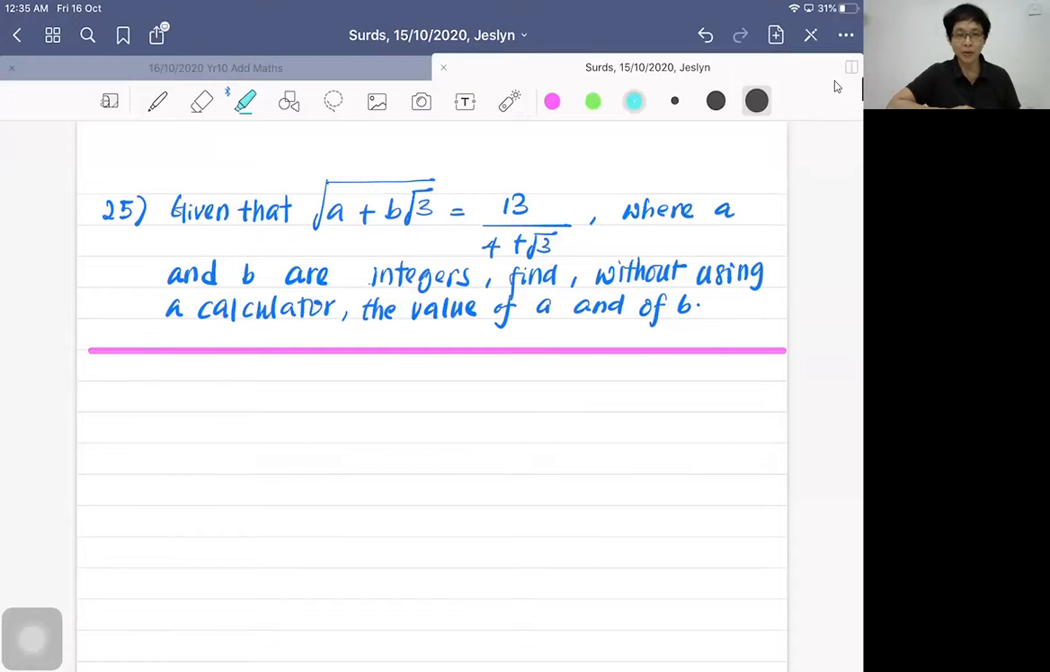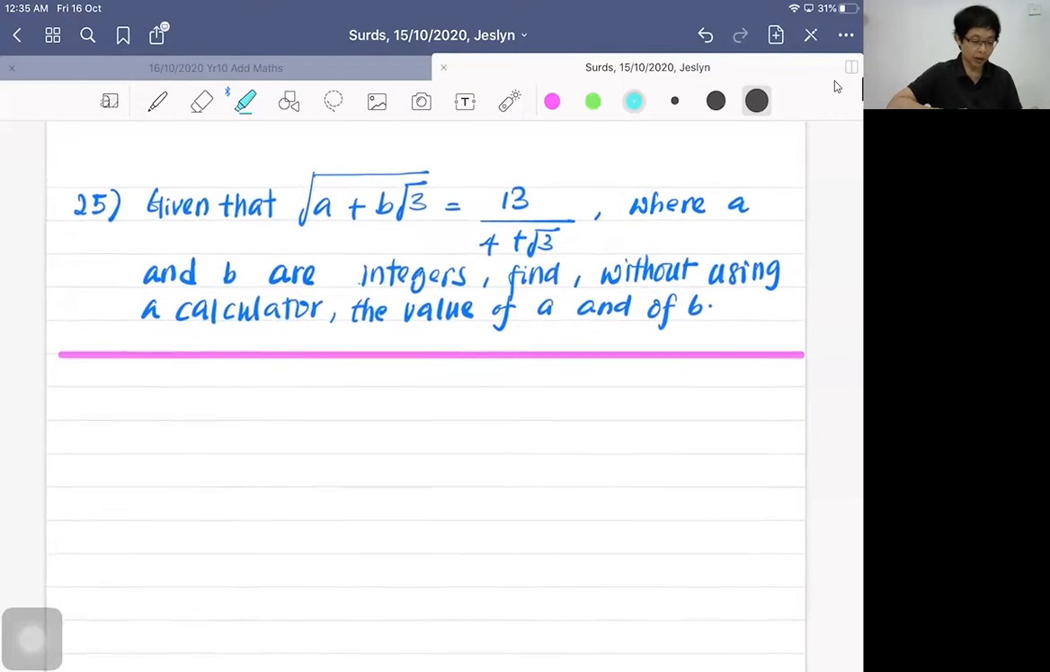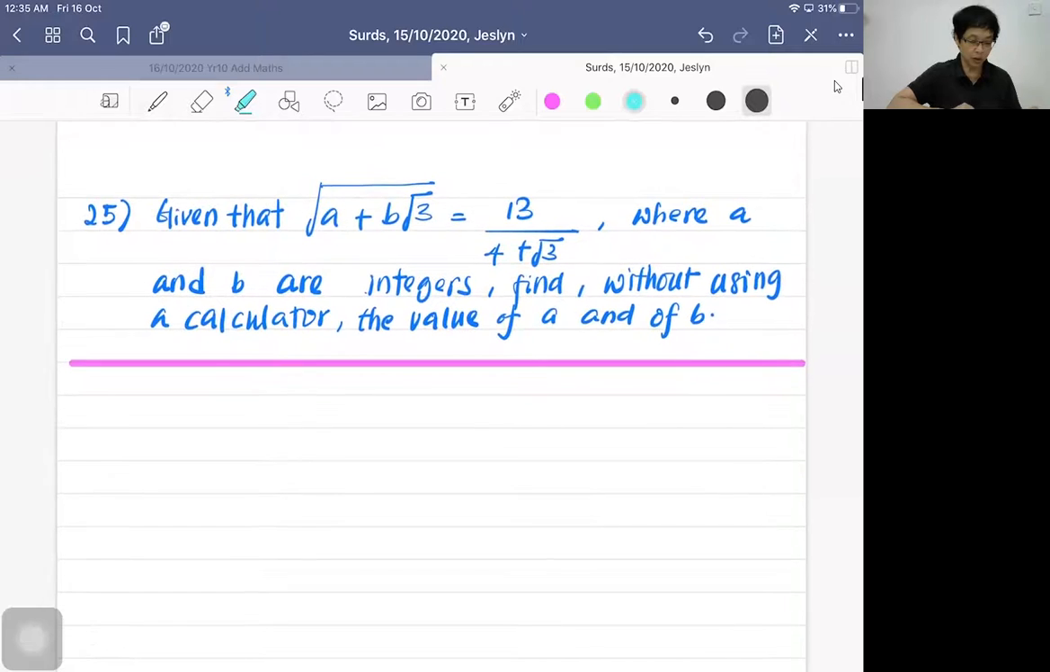Hi, welcome back, students. All right, today Jeslyn texted me this question, and I find it quite interesting. Let's take a look at that.